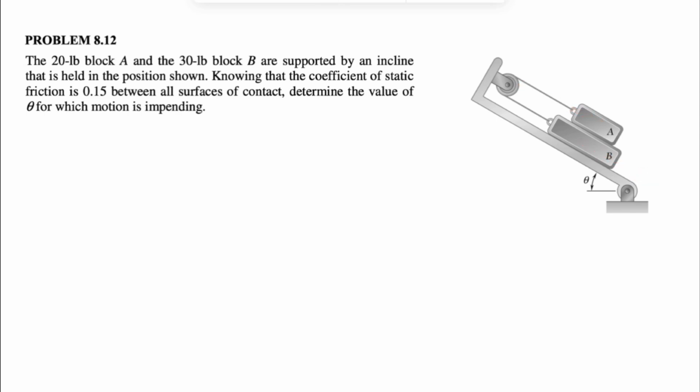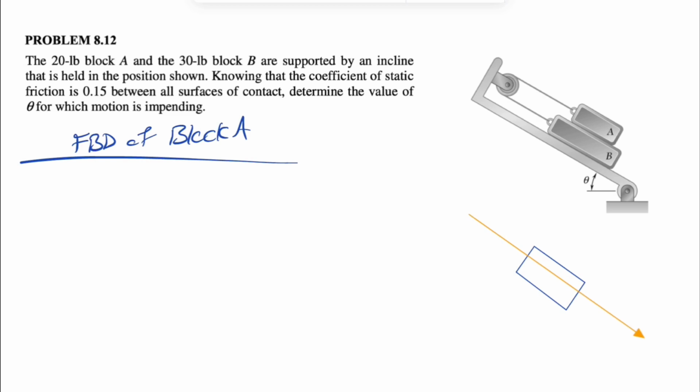The way we're going to solve these types of questions is that we have to draw the free body diagram for each block. Let's start with the top one because it's easier. So we're going to draw the free body diagram of block A, and let's see what forces we have for block A. This will be our X, consider this our Y. Let's see what forces we have in here.